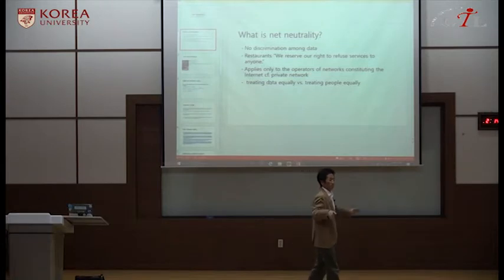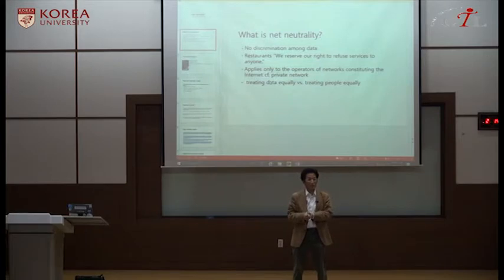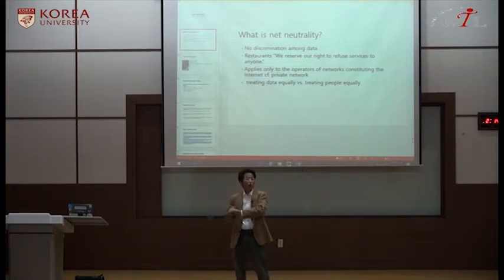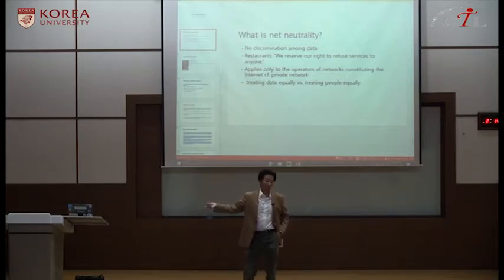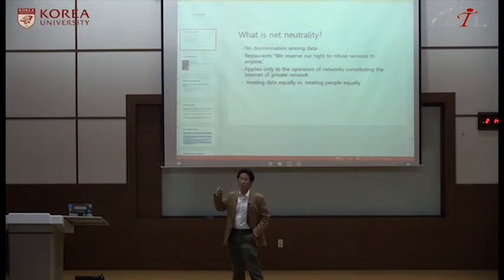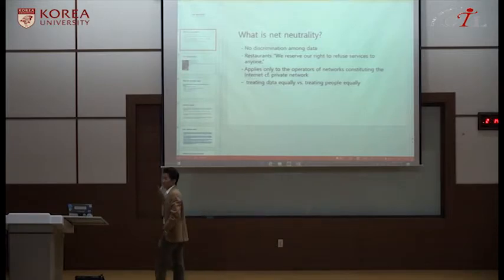Because if the network operator treats my data with my friend's data equally, because my friend has 10 times more data, it should take 10 times more time for the operator to finish delivering my friend's data. Make sense? Yes? All right.